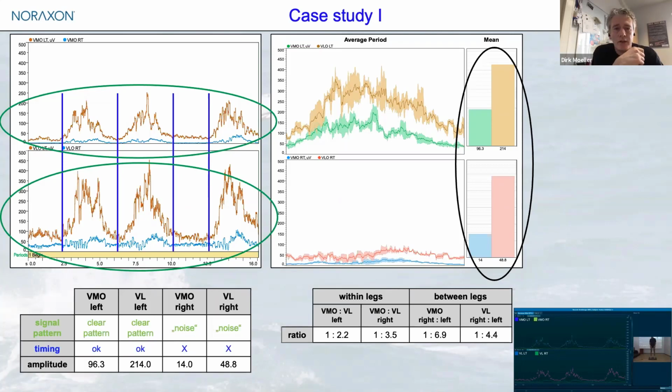Maybe in the literature it says the ratio is perfectly 1 to 1, but that differs from study to study. So maybe his normal ratio is not 1 to 1. It's more that the VL is in general more active. But we see that the VMO on the right side is less active, so we have the bigger ratio. If you compare between the legs, we see the VMO is much higher on the left side than on the right side. The same with the VL. So we see differences.